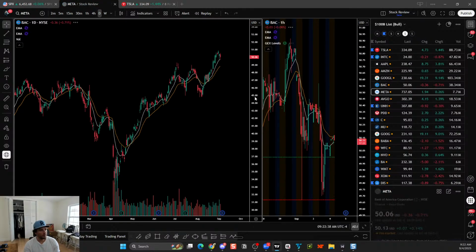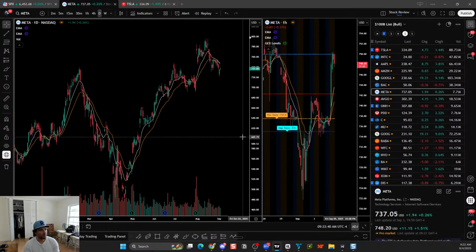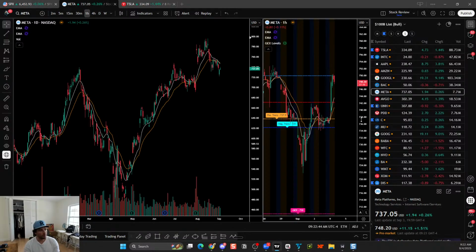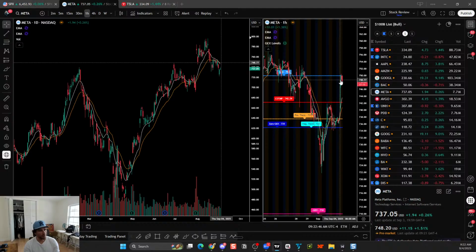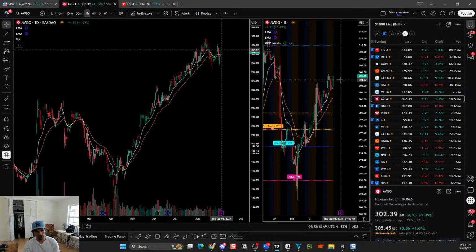Google, Bank of America, Meta. I'm not super interested in Meta here. It's from TA. I mean, it's still moving lower. Nice pop though. It's up at plus GEX already for the day as well. So kind of a natural profit taking level.